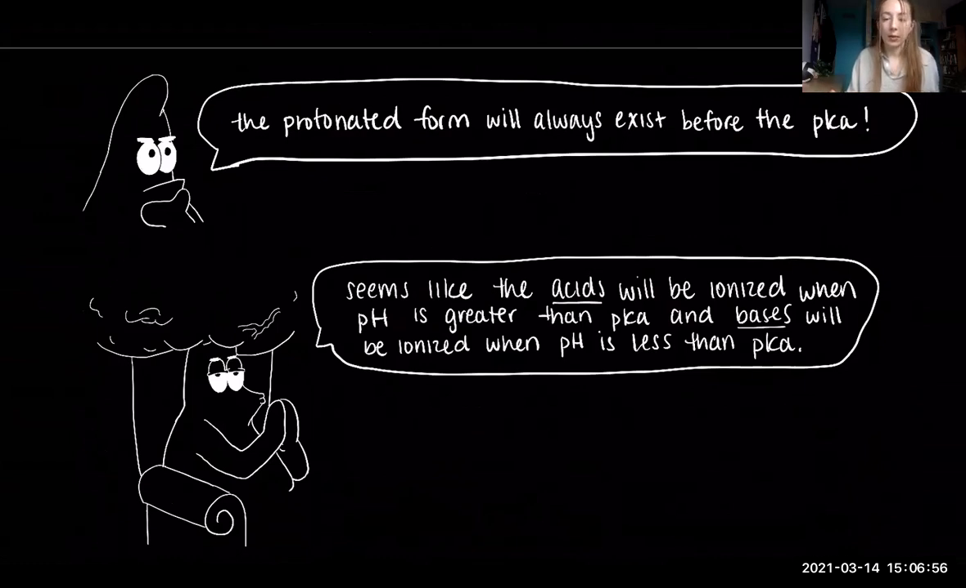Okay, and so both the bases and the acids have a protonated and deprotonated form, and that protonated form will always be before the pKa. Okay, and here's the rule, as stated again. And then Ian, let me know what your question is.